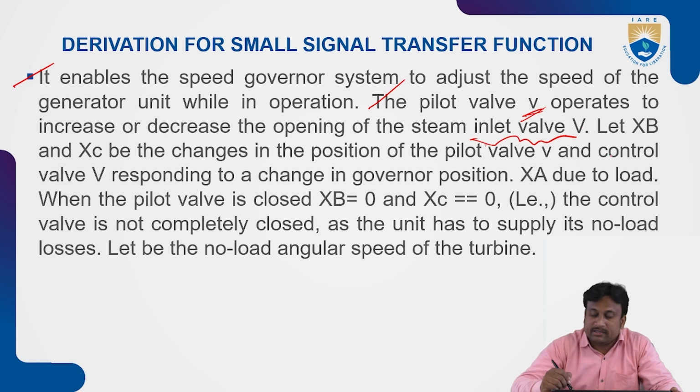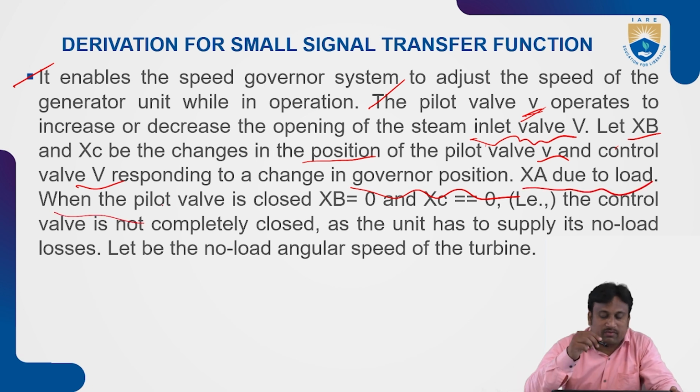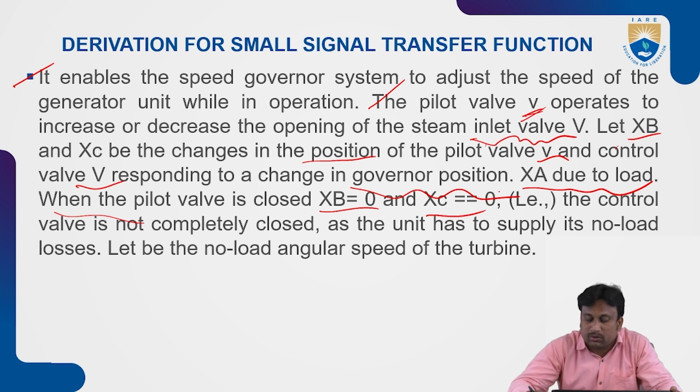So let XB and XC be the changes in the piston. Then we change the position of the pilot valve V and the control valve V, responding to the changes in the governor positions. So here XA is due to the load impact when the pilot valve is closed, and XB is 0 and XC is equal to 0, meaning the control valve is not completely closed.